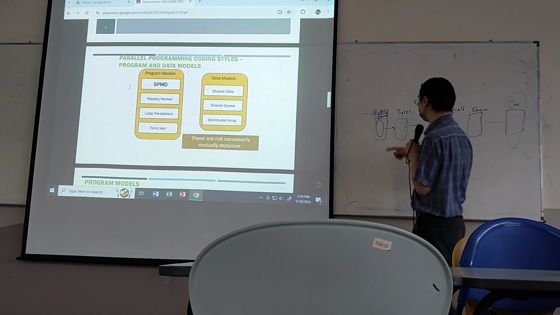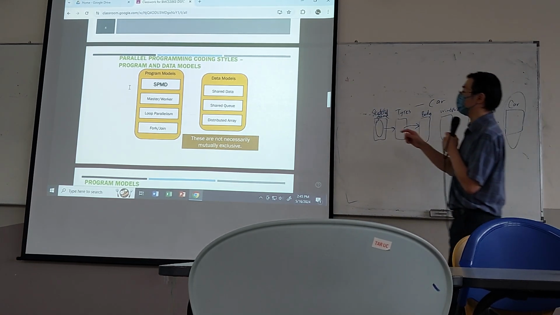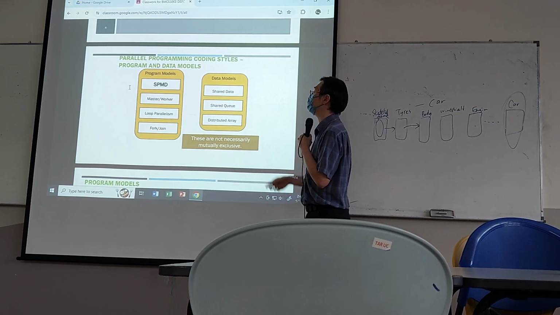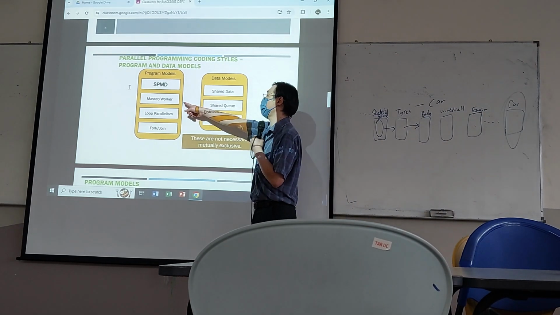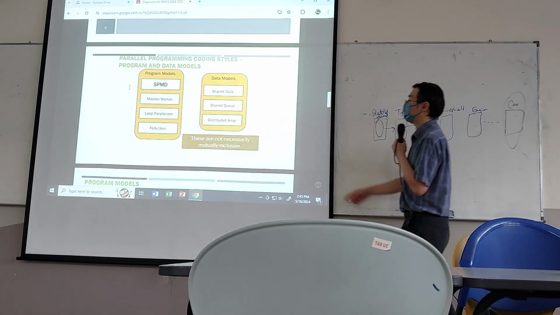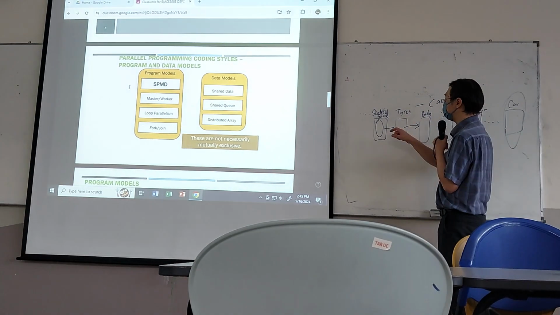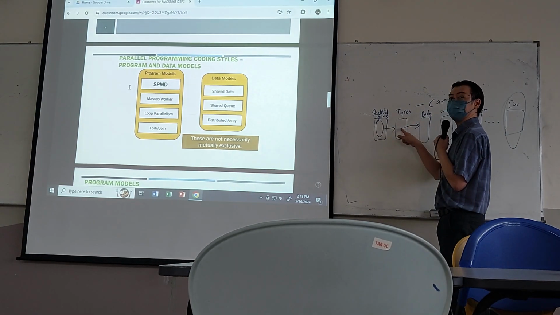So how many shared queues do you have? 1, 2, 3, 4, and so forth. Okay? So this queue, this shared data, is normally shared among all the workers. If you have n workers, mostly it is shared by n workers as well. But shared queue is different. Shared queue normally is very limited. For example, here is a 1-to-1. But it can be something like this.